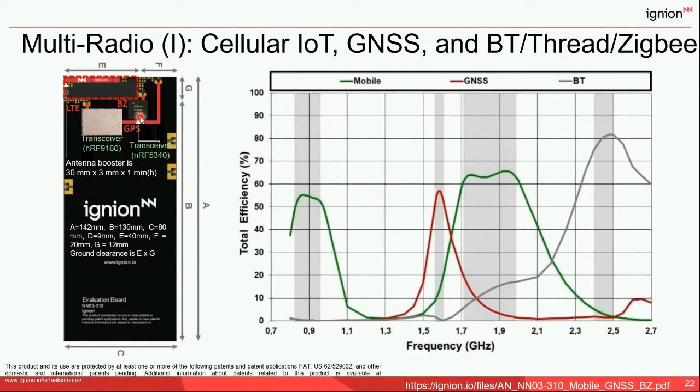And then for Bluetooth, we can use another transceiver, the latest transceiver for Bluetooth or Thread or Zigbee, which is the Nordic 5340. And you can see that we can provide simultaneous operation at mobile bands in green, at GPS in red, and at Bluetooth in gray, with only one part.